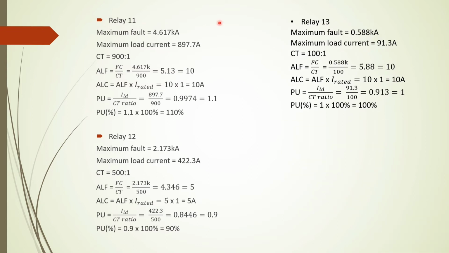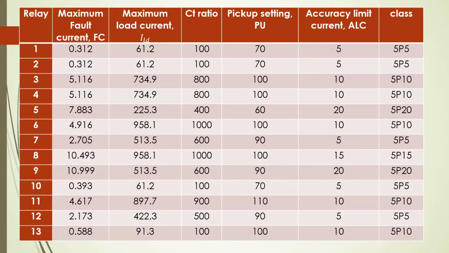The CT ratio chosen for relay 11 is 900, the ALC calculated is 10, and the PU setting is 110%. For relay 12, the CT is 500, the ALC is 5 ampere, and the PU setting is 90%. Relay 13 has a CT value of 100, ALC of 10 ampere, and PU setting of 100%. All the calculated values are then recorded in this table.